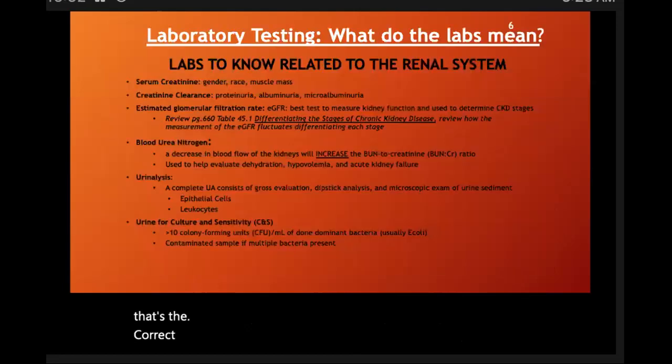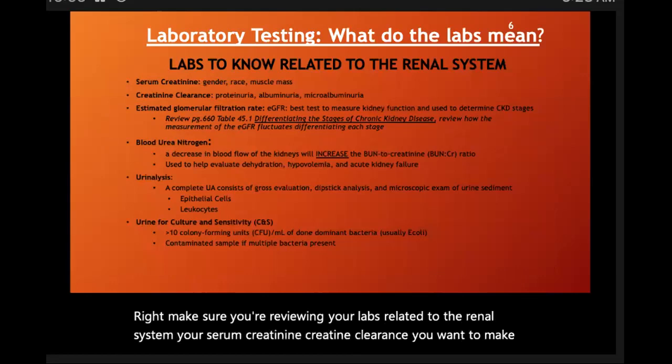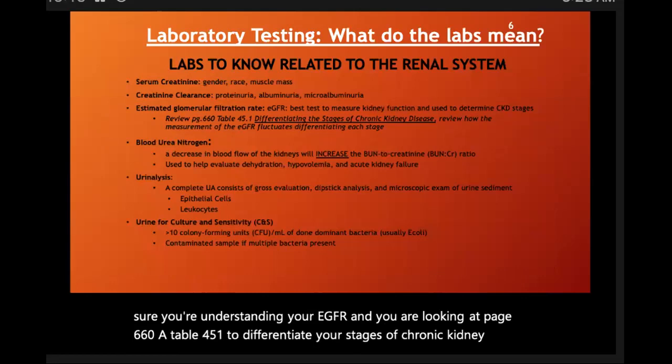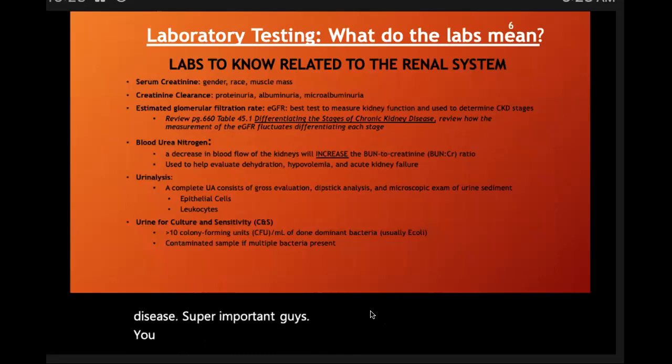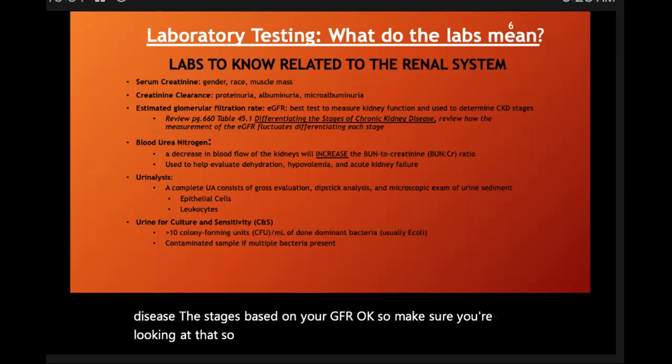All right, make sure you're reviewing your labs related to the renal system, your serum creatinine clearance. You want to make sure you're understanding your eGFR, and you are looking at page 660, table 45.1, to differentiate your stages of chronic kidney disease. Super important, guys. You want to make sure you can differentiate the stages of chronic kidney disease based on your GFR. Okay, so make sure you're looking at that so you know how to differentiate.